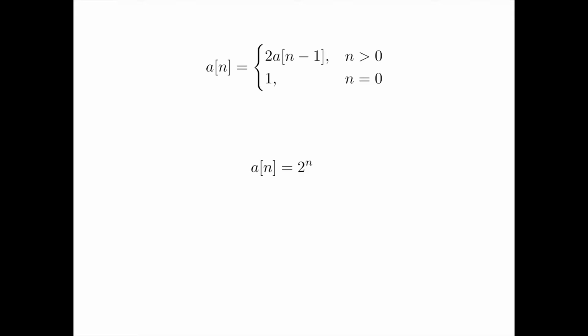If we weren't given the initial condition of a of 0 is equal to 1, we would be forced to write the solution as a of n is equal to 2 to the n times a of 0, which is called the general solution to the recurrence relation since it applies regardless of initial conditions.